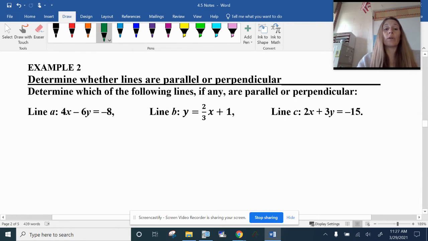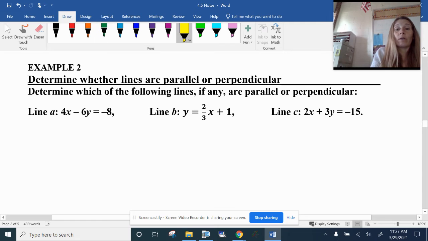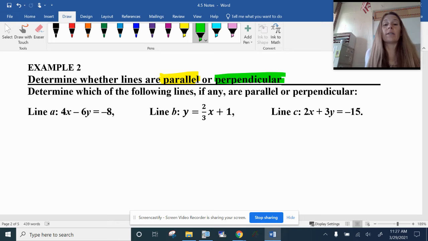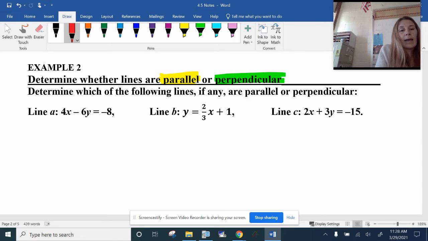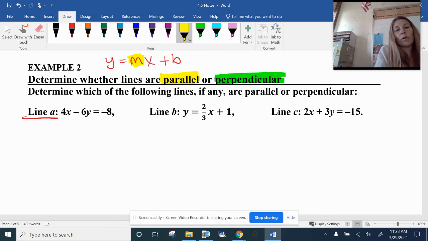All right, so in example 2, we're going to determine whether lines are parallel or perpendicular. So we're really just going to have to identify the slopes of each of these 3 lines and then look and see if they have anything in common, or do they have opposite signs, are they reciprocals, are they the same? So if we take a look at line A, in order to find the slope, I'm going to need to have it in slope-intercept form. So once you have it in slope-intercept form, you can identify that slope. So this first problem, obviously I need to get the y by itself.